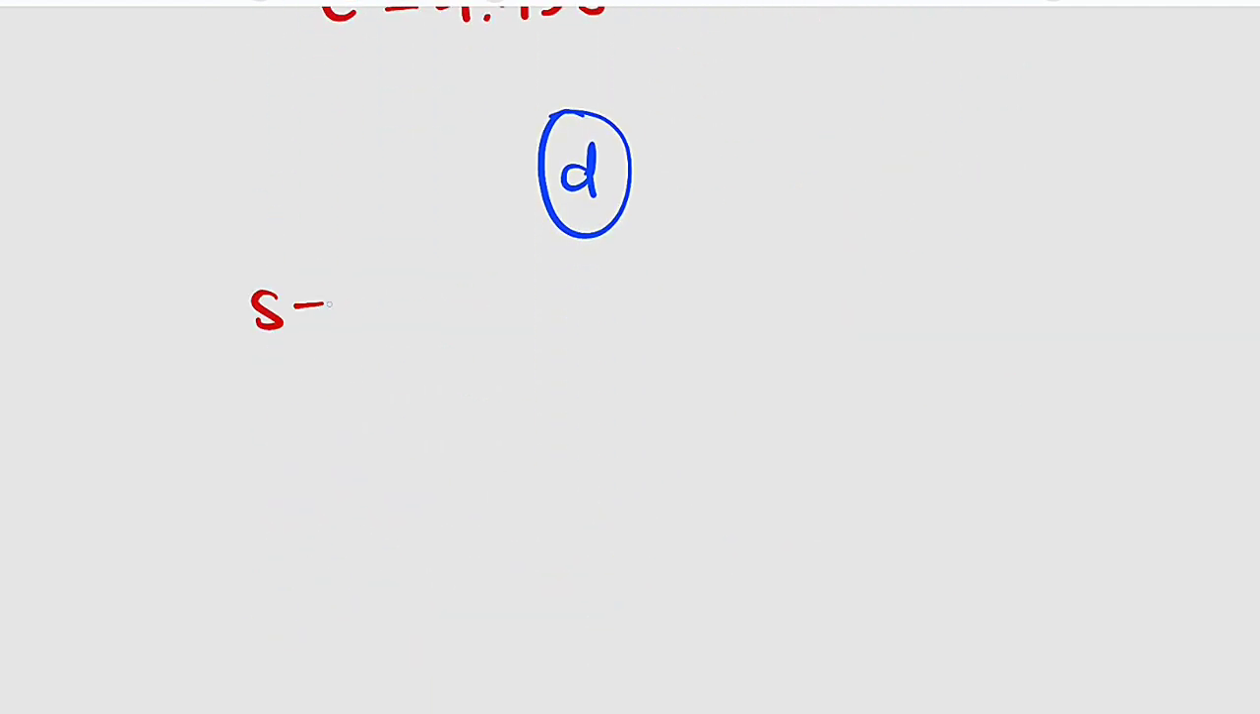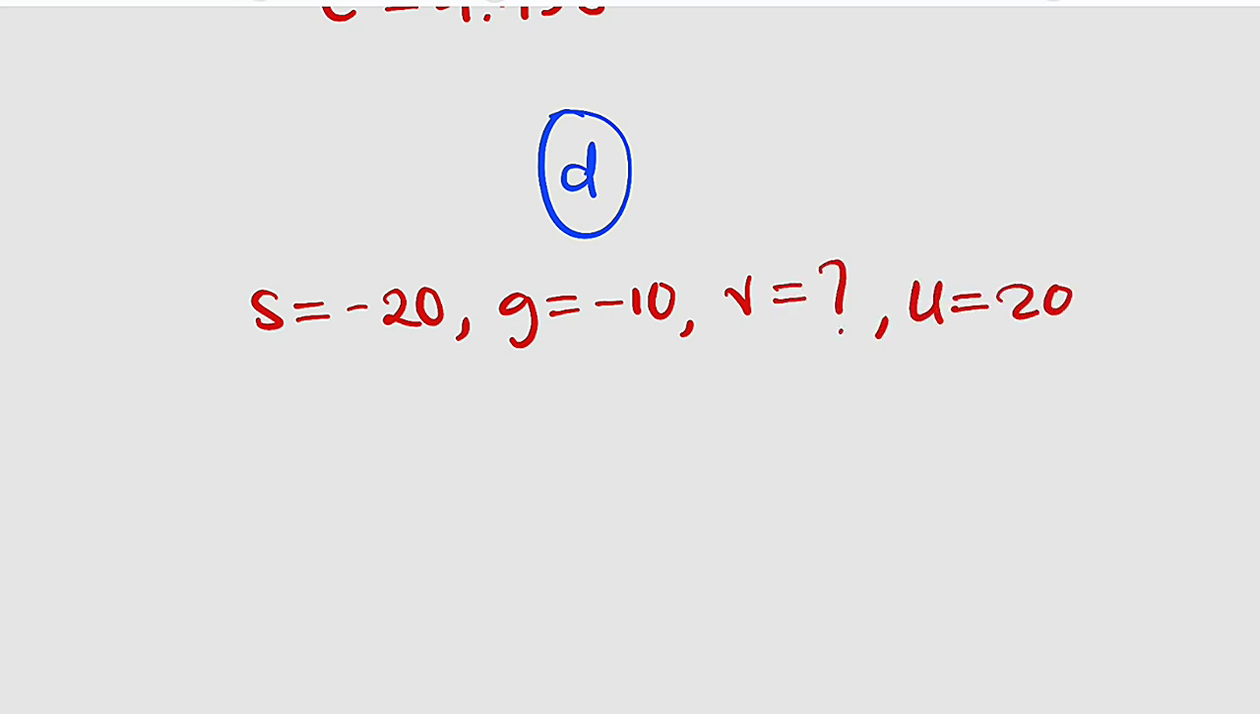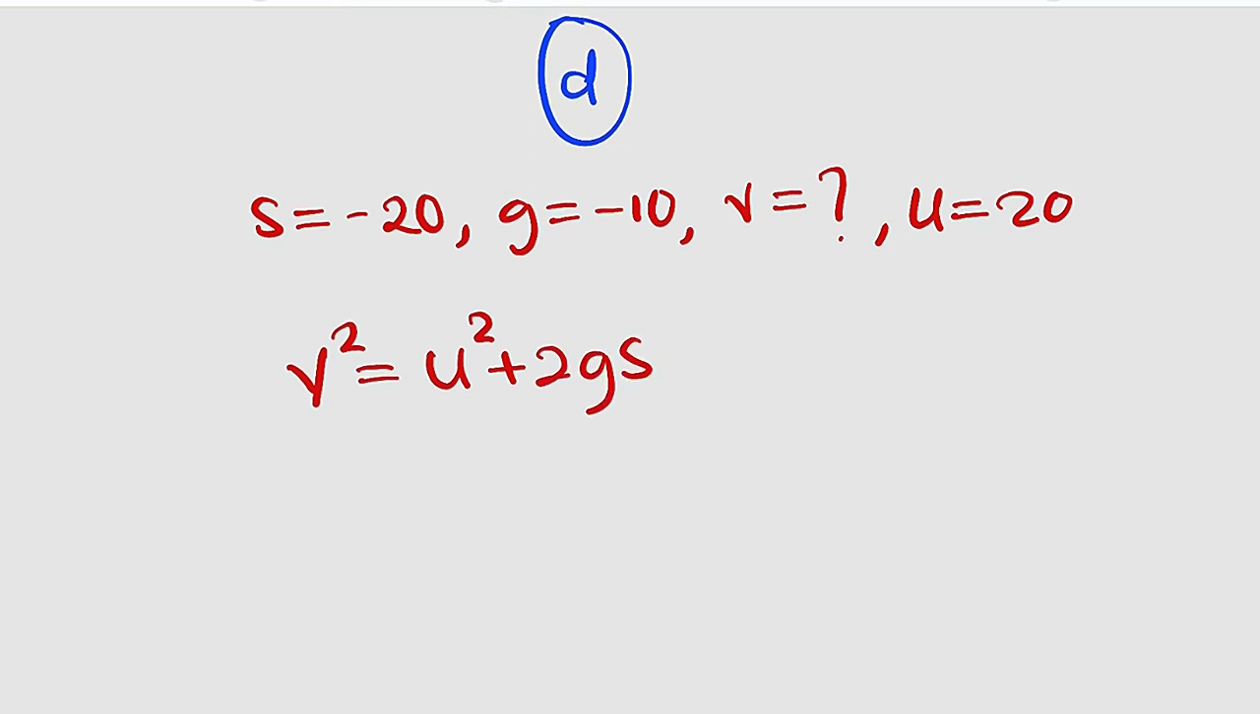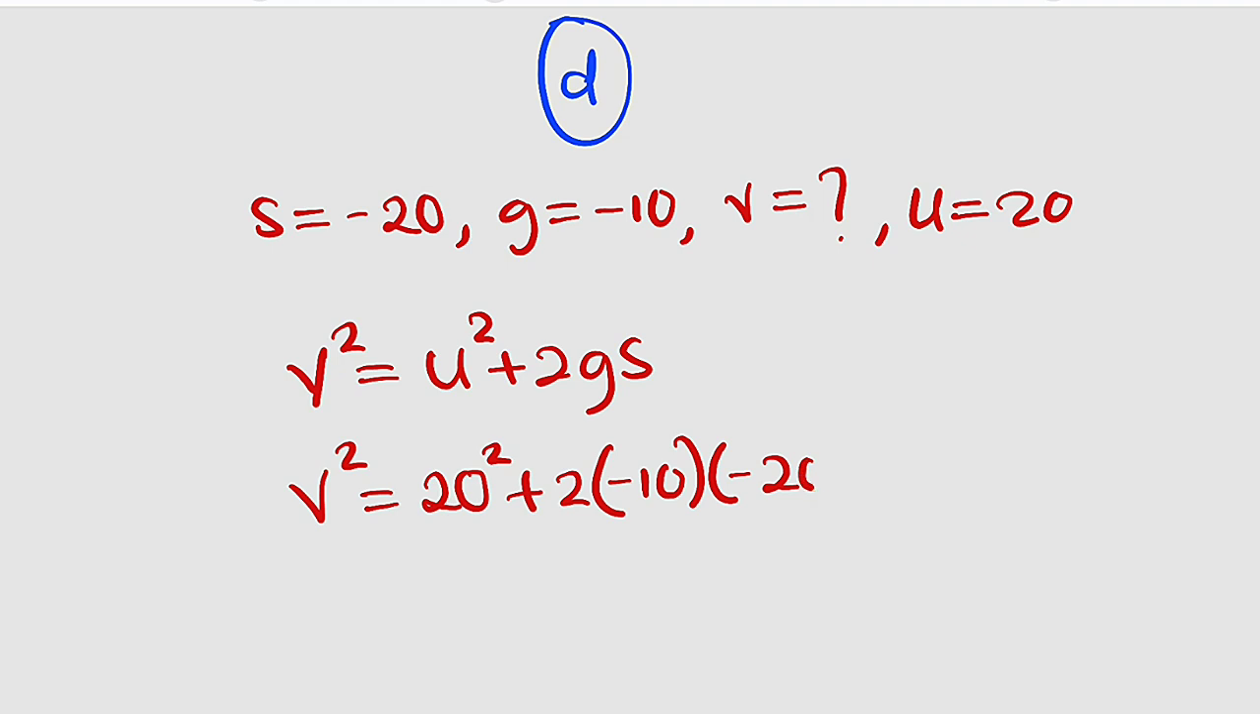Okay, you should know that. So here, S is equal to negative 20. G is equal to negative 10. What are we looking for? Velocity. Initial velocity is 20, right? So we can use the formula V squared is equal to U squared plus 2GS. V squared is equal to 20 squared plus 2 multiplied by negative 10 multiplied by negative 20.